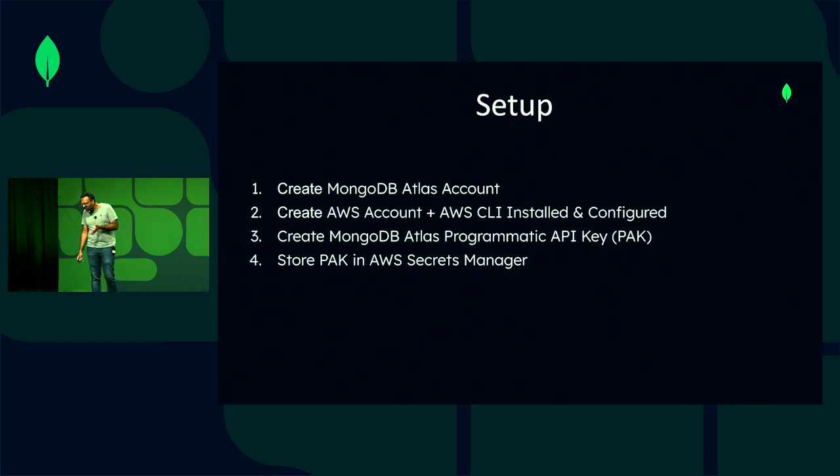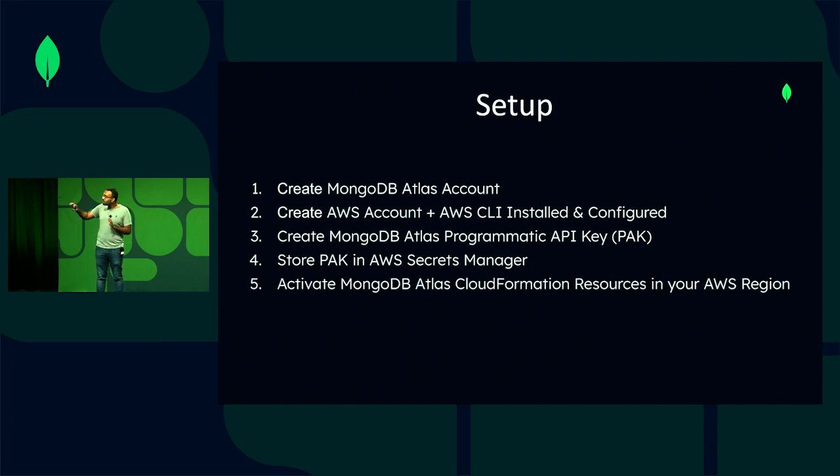You store them in a secrets manager. We strongly suggest you don't hard code your secrets into this. Every single day, there's folks that hard code their secrets into their CloudFormation or CDK, and then they check it into GitHub. Using AWS Secrets Manager helps avoid that altogether. And then last but not least, you want to activate your MongoDB Atlas CloudFormation resources in your AWS region.